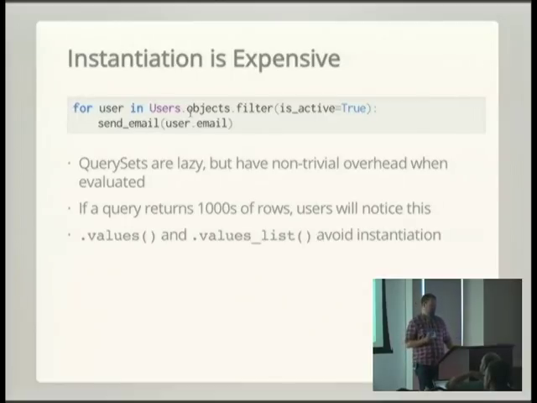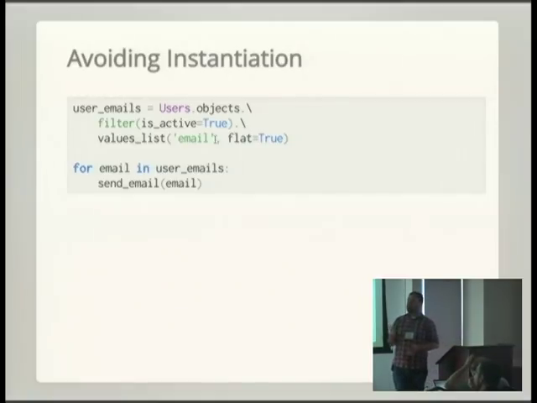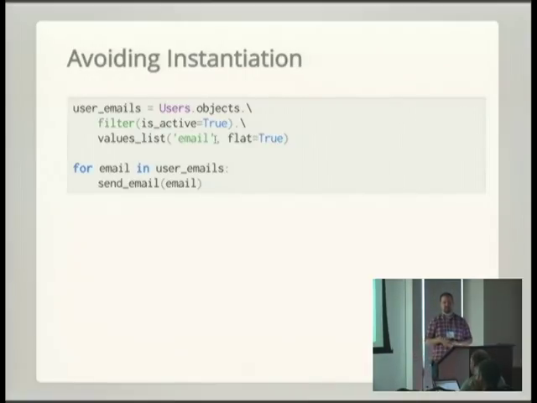So there's two things, one's called values and one's called values_list. These basically let you do the query and avoid instantiation. So here's the exact same thing rewritten so that I don't instantiate those user objects. I do my filter like I did before, and then I say values_list. And now I can give it any number of arguments and say, these are the only values I care about. The flat=True says, just give them to me in one big list of emails. We've seen multiple orders of magnitude performance increases by avoiding instantiation when dealing with large batch processing. Because even if you're only iterating them one at a time, that's a lot of stuff to instantiate right away.